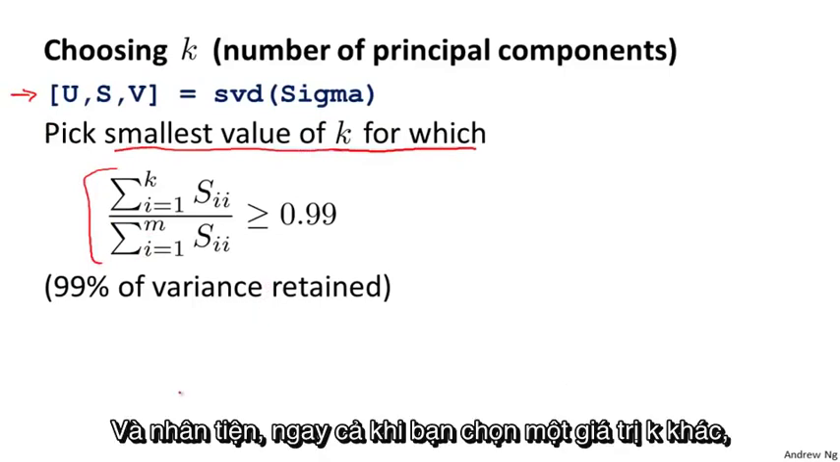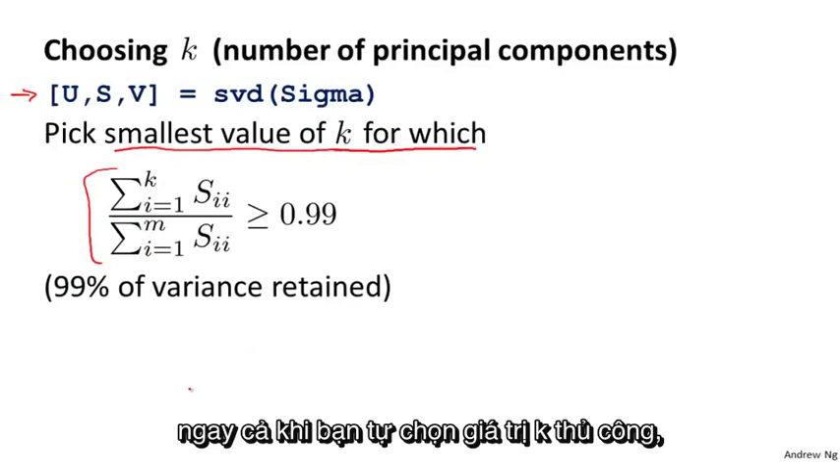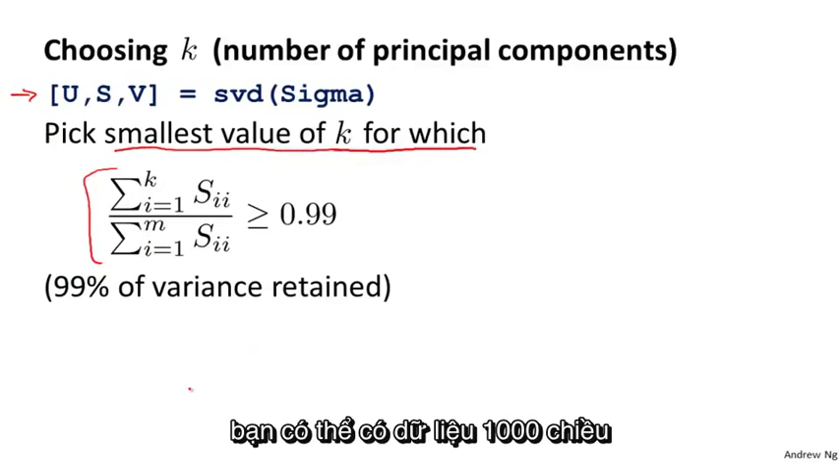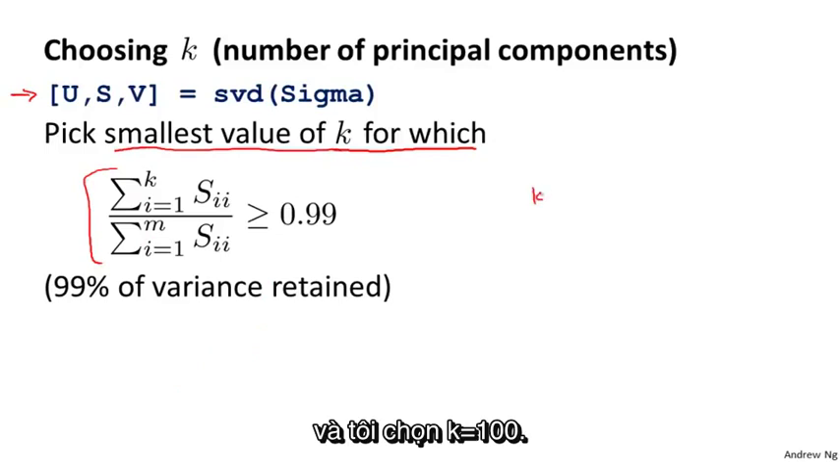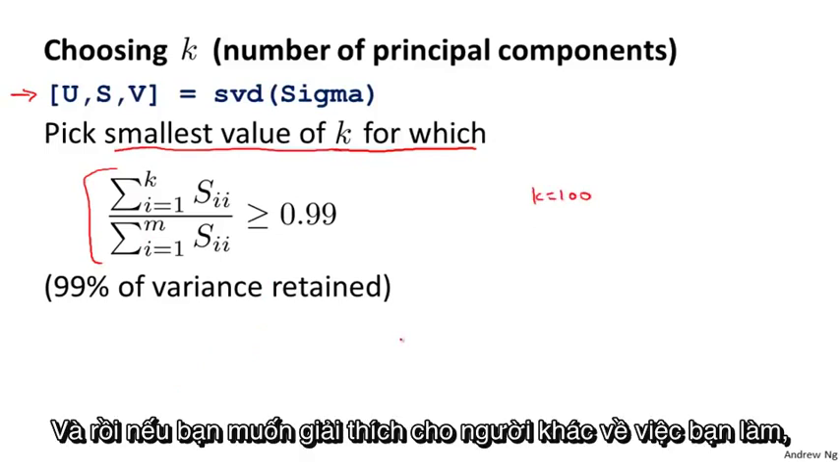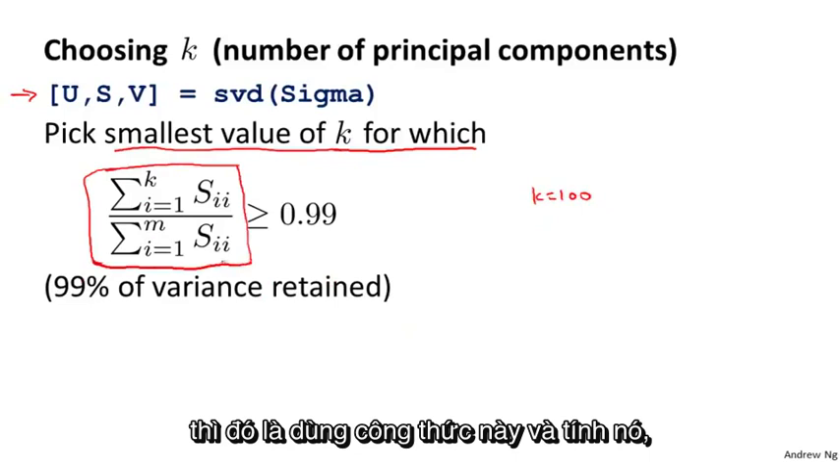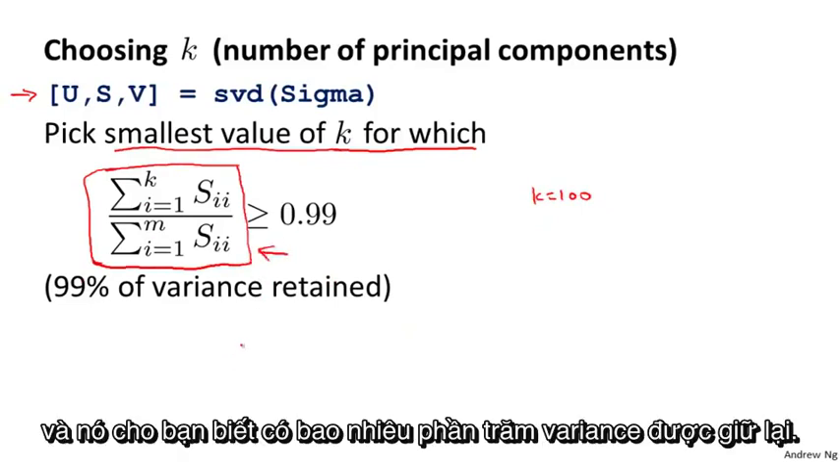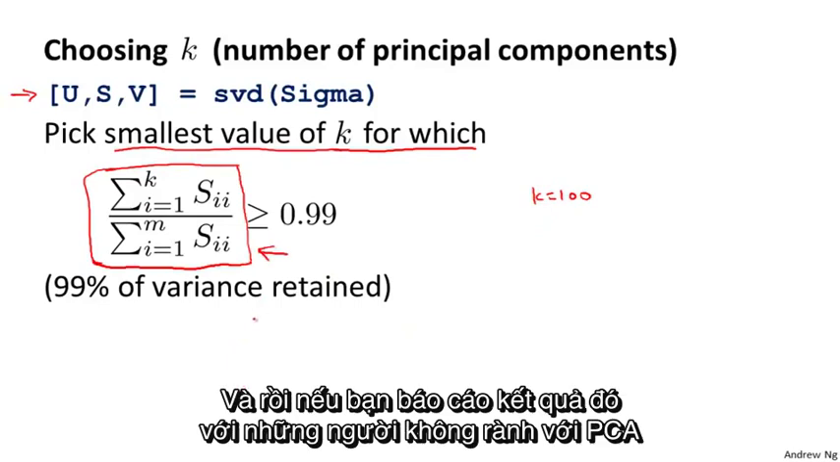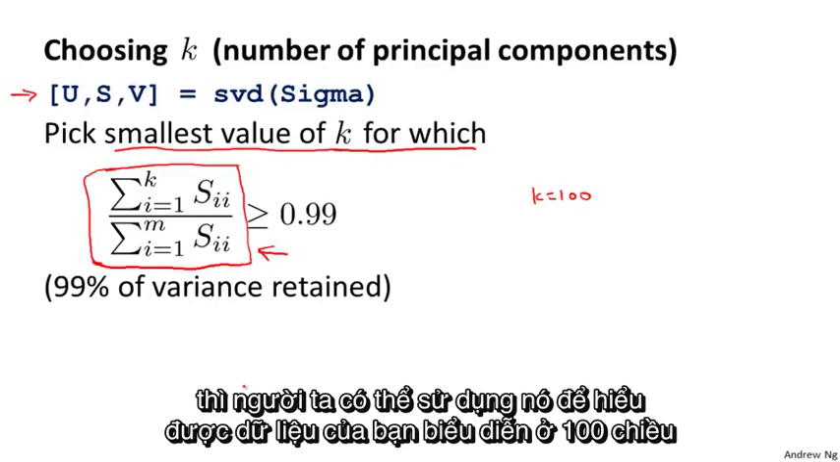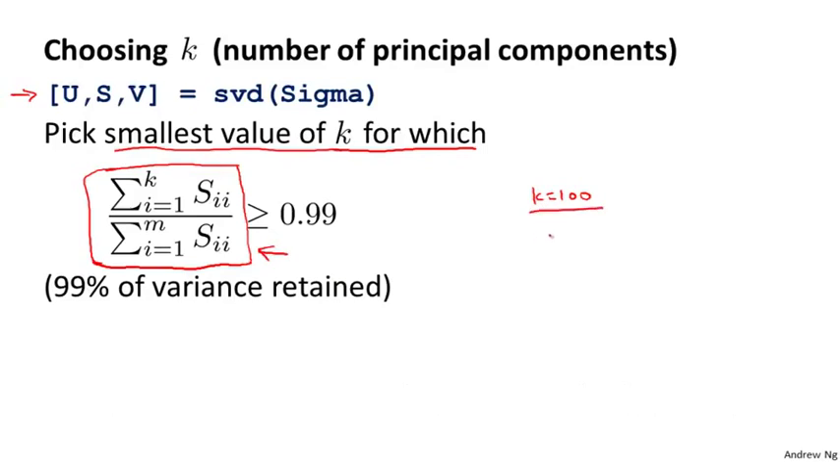And by the way, even if you were to pick the value of k manually, maybe I have 1,000-dimensional data and I just want to choose k equals 100, then if you want to explain to others what you just did, a good way to explain the performance of your implementation of PCA is to take this quantity and compute it, and that will tell you the percentage of variance retained. If you report that number, people who are familiar with PCA can use it to get a good understanding of how well your 100-dimensional representation is approximating your original data set, because it's 99% of variance retained.